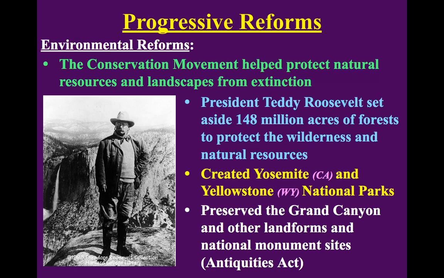So he set aside a huge tract of land in the American West, about 148 million acres, of forest to protect the wilderness and natural resources. These became national parks. This was the beginning of the National Park Service. Okay, the first appointment of land created Yosemite and Yellowstone National Parks. Okay, he preserved the Grand Canyon and other landforms and national monument sites as part of the Antiquities Act.